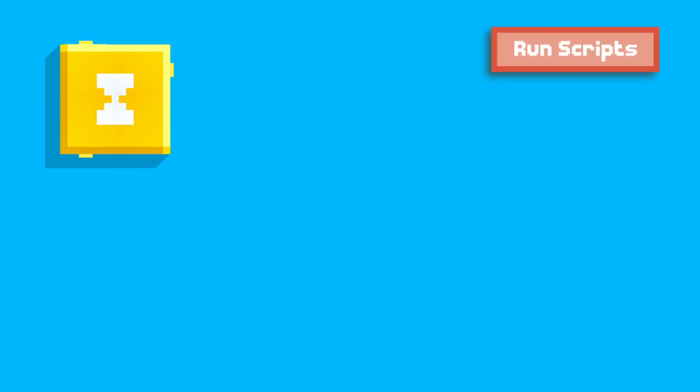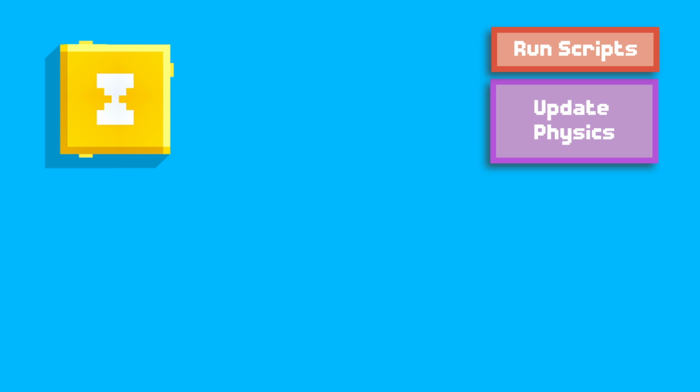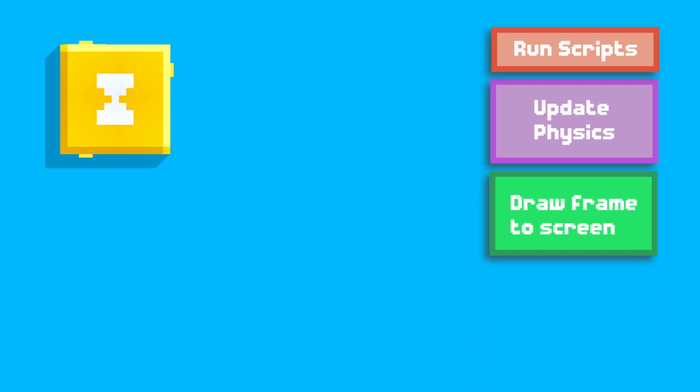The first step is to run all scripts in the game. Next, the physics are calculated and updated. And for the last step, the frame is drawn to the screen. Now, of course, this is a major oversimplification, but that is the gist of it.